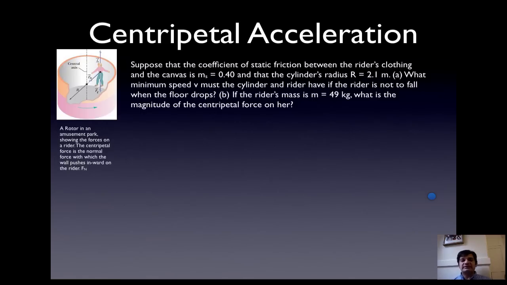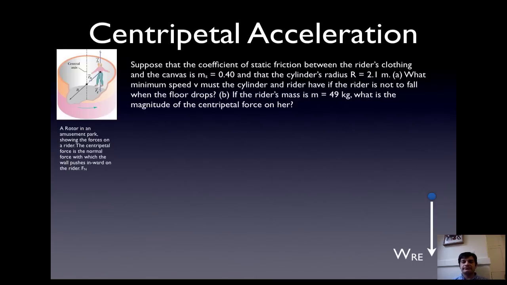So the first thing is, in this problem, go ahead and read it. We want to find the speed that the cylinder has to spin, the minimum speed if the rider is actually going to be stuck to the wall and not fall. So this seems like a strange question. But again, what we're going to do is set up by drawing a free body diagram as we did before.